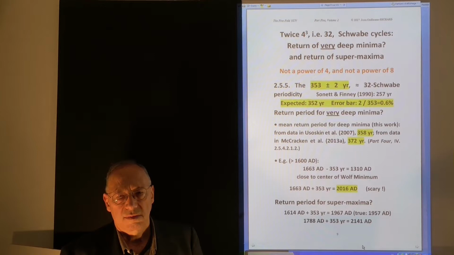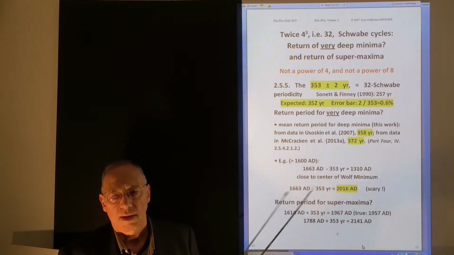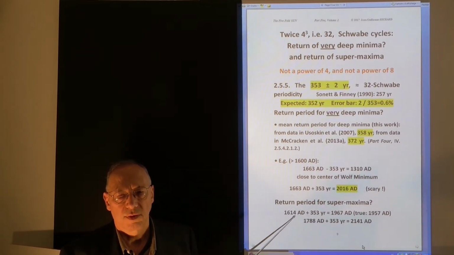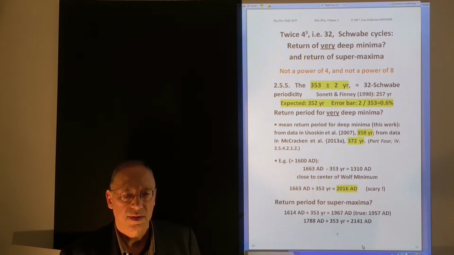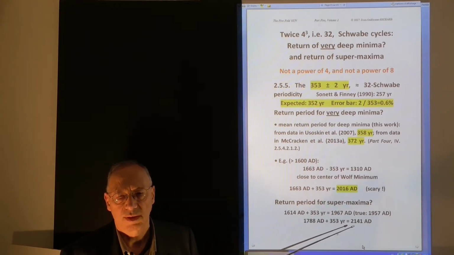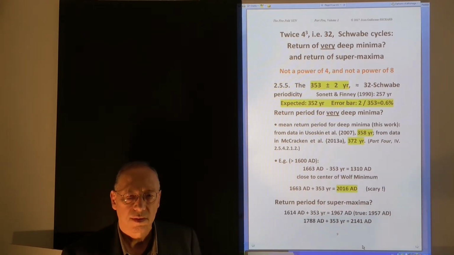However, this 353-year period might also be a return period for super maxima. Here are these two examples of the 1614 super maximum plus this length. We arrive in 1967; the true epoch for the super maxima is, as said in the previous page, in fact 1957. And you see, the next super maxima would be at this date, in more than 1 century.